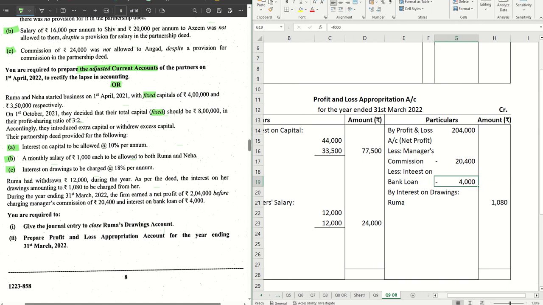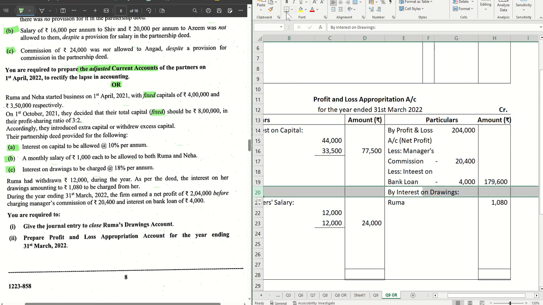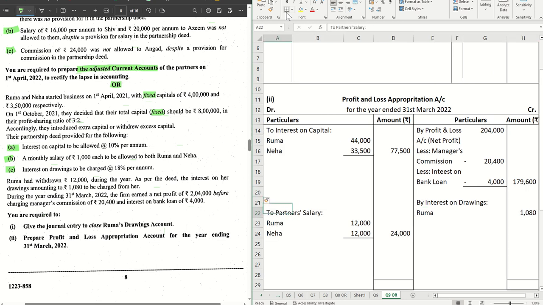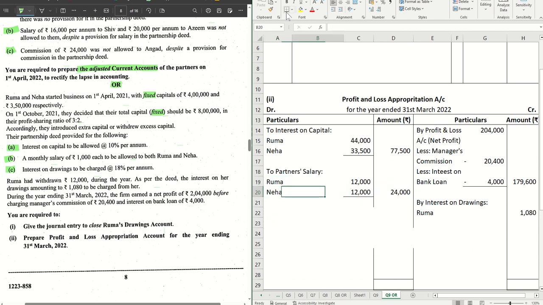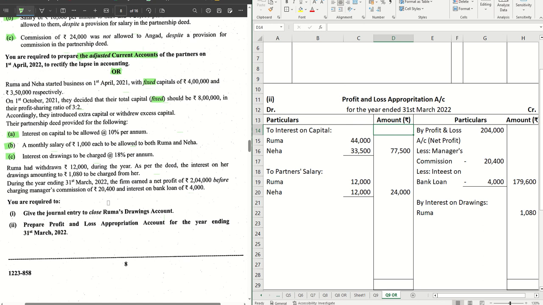All right. So if you do the final calculation, how much do we get? Let's do it. It's 1,79,600. We can bring the interest a little further down to make things clearer, and we can bring the entire salary up here. Okay, so this is done till here. Let's move on with the question. What else do we have? There are no further adjustments. So here we can find out our profit or loss from the P&L appropriation.